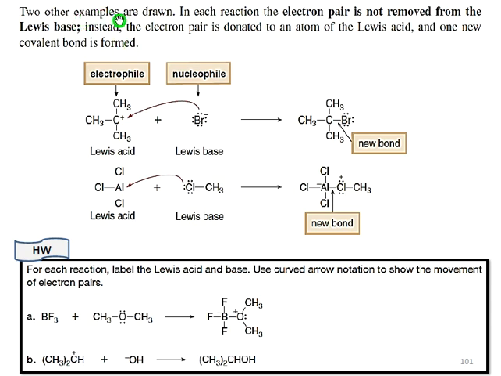And here two other examples are drawn. In each reaction, the electron pair is not removed from the Lewis base. The electron pair will not be removed from the Lewis base. It will make a new bond. Look at this new bond and also this new bond.